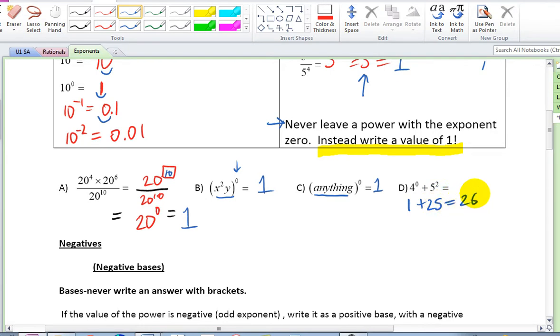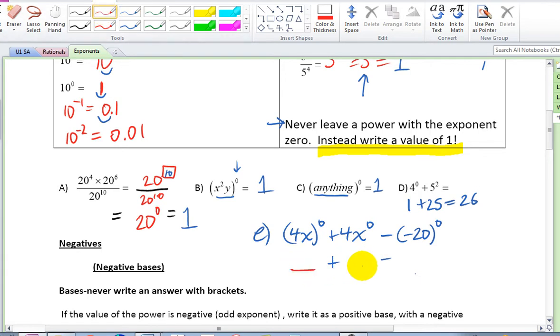Are you guys ready for the real tester? Oh, I love this one. This is my favorite. 4 exponent x to the power of 0 plus 4x 0 minus negative 20 to the exponent 0. Tell me what the value is. So what you need to do is rewrite the changes below, please. That's how we show our work, by rewriting the changes below. Okay, so fill in the red blanks. And then tell me the final answer.